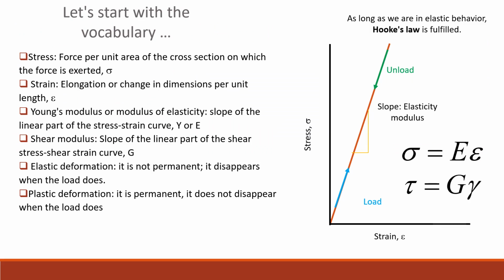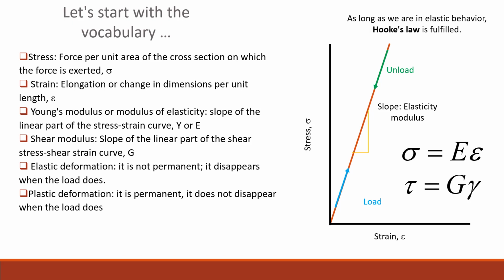fields. So stress, which is the force per unit area of the cross section on which the force is exerted. I apply a force over an area. So stress is this force per unit area, and is the responsible for the deformation I'm going to cause. Strain is the elongation or change in dimensions per unit length. It's a percentual modification of the dimensions.